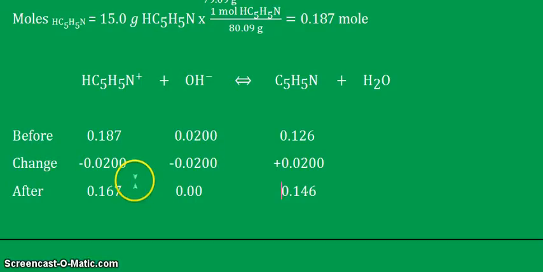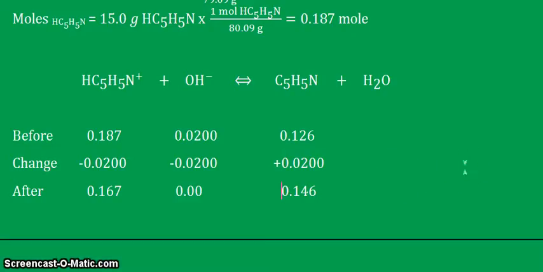All right. So for the change, the addition of the hydroxide ion will bring a change of minus 0.02 for the conjugate acid. That's minus 0.02 for the hydroxide as well, as it will be consumed, and of course plus 0.0200 moles for the pyridine, since it's on the product side. After all of this, we'll then simply do the algebra. That's 0.167 for the conjugate acid, of course 0 for the hydroxide ion, and 0.146 for the pyridine. So we now have the number of moles of the species that we are trying to study after adding your strong base.